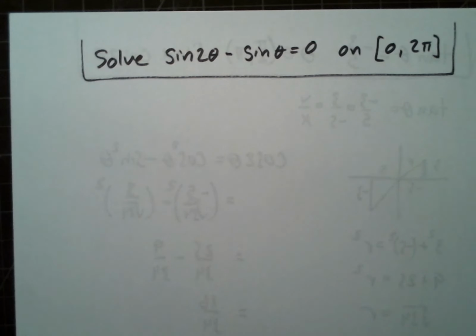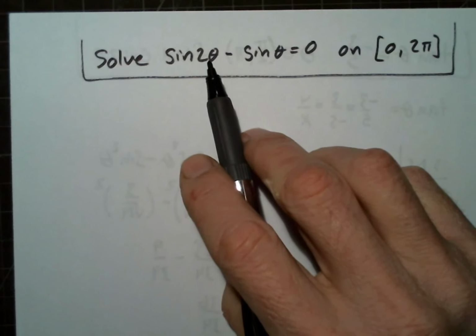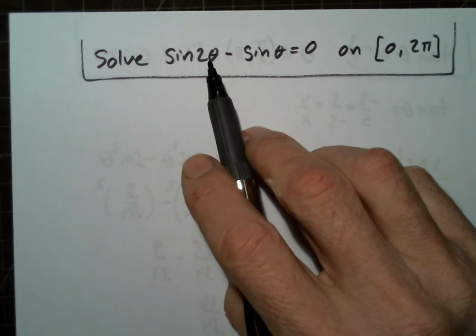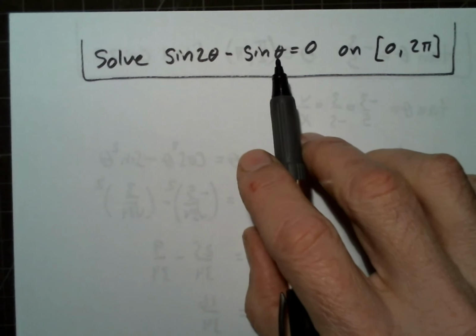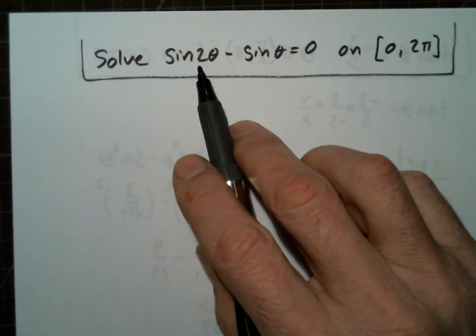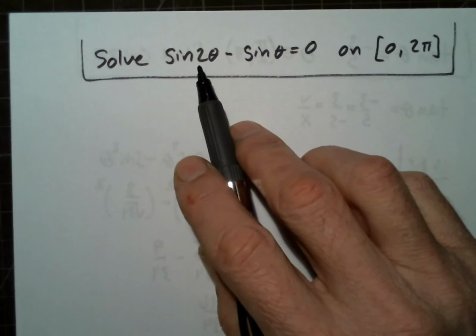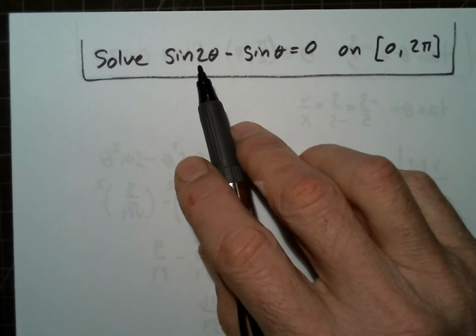And now we're going to solve an equation. Since we have different arguments, 2 theta and theta, we won't be able to isolate one of them, so we have to rewrite this in terms of theta, and that means we'll use the double angle identity.